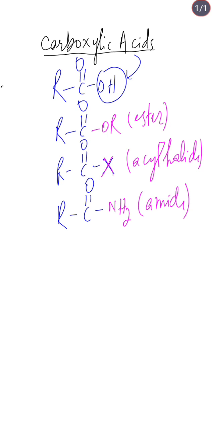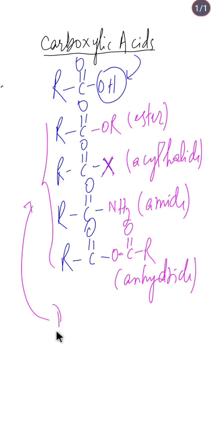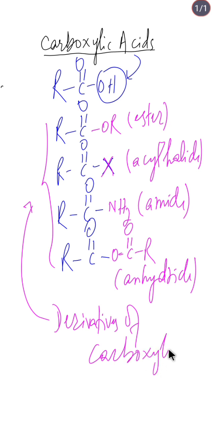And if this OH is replaced by OC double bond OR, these two can be same or different, then the compound would be called anhydride or acid anhydride, right? So these four compounds are called derivatives of carboxylic acids.